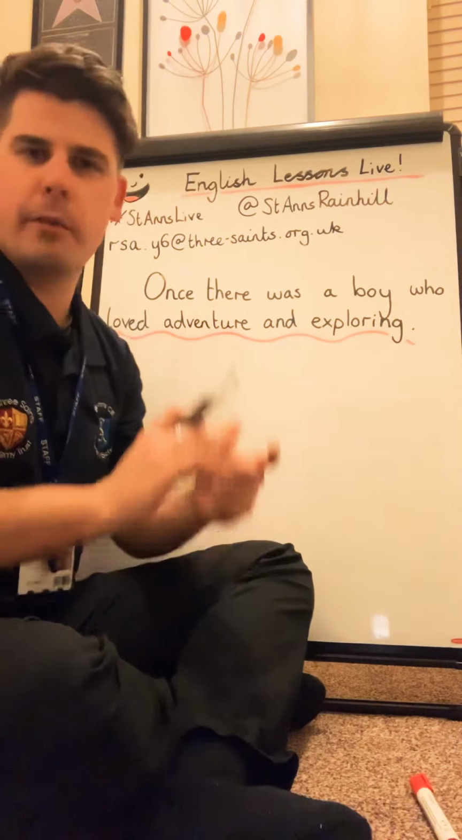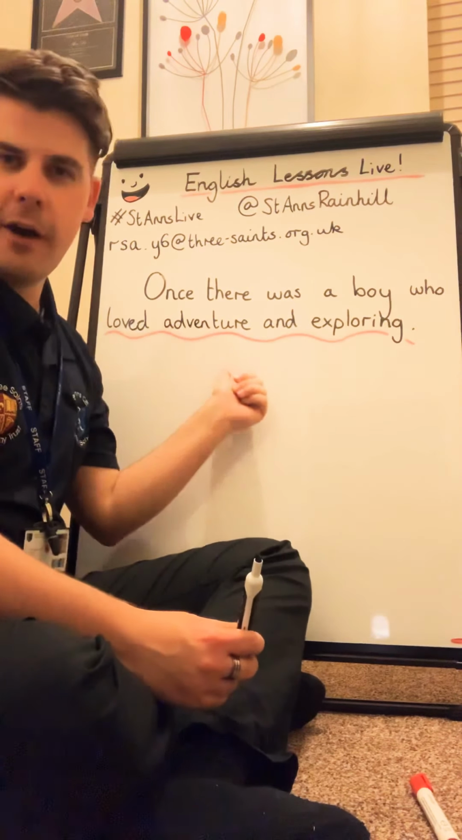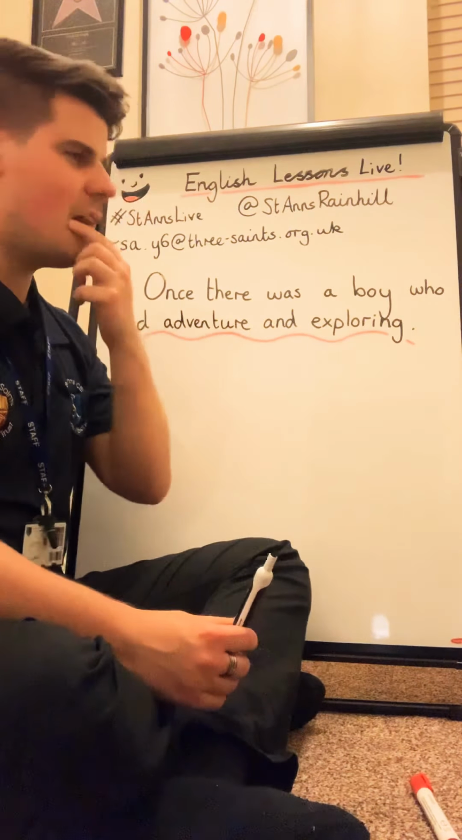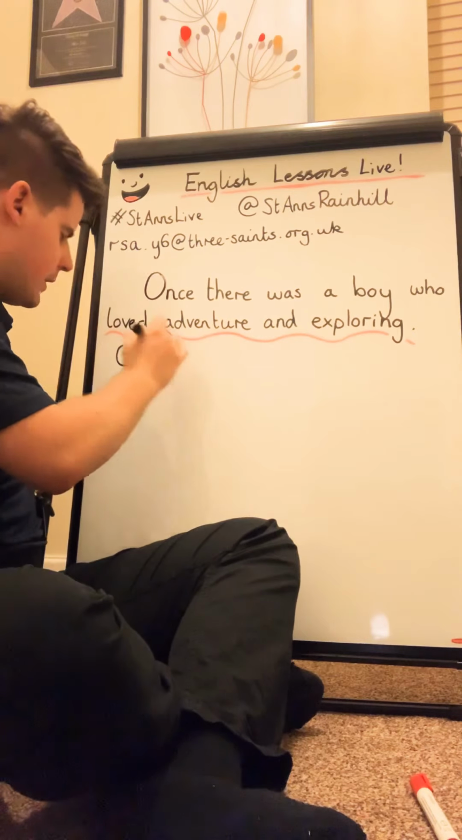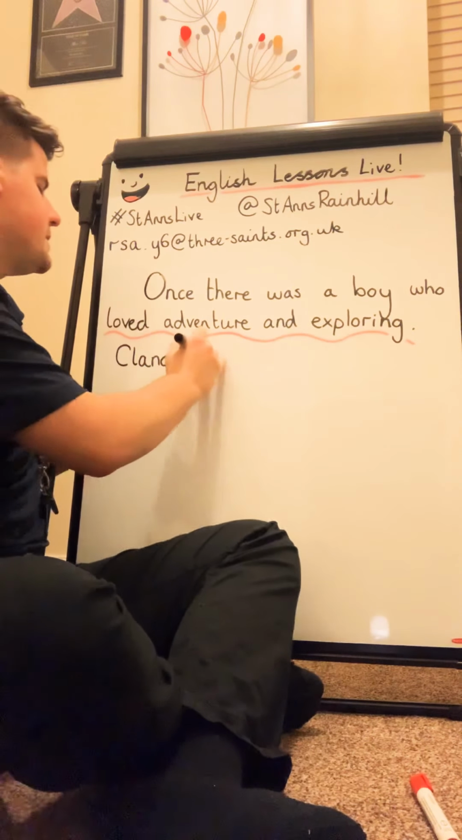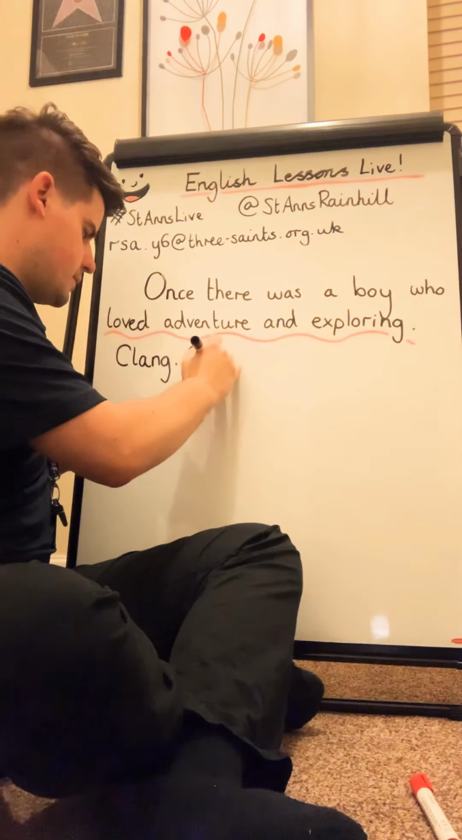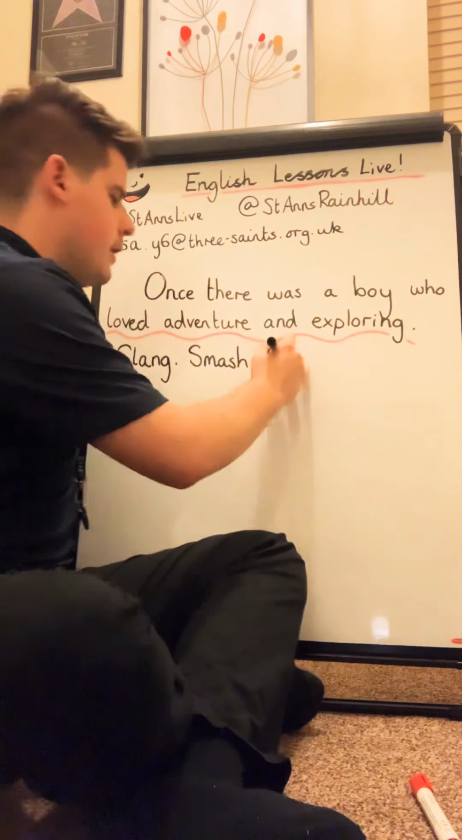I'm going to do my next sentence with 3 of those sound words. So if I imagine I'm tidying up and I want to get all the things in the cupboard so I can carry on playing, I might be throwing them in quite randomly. I'm not really paying any attention. So I might end up with a clang. I'm going to do a big capital letter there because it's a brand new sentence. I might do a clang. I might have a smash. And I might have a thud.